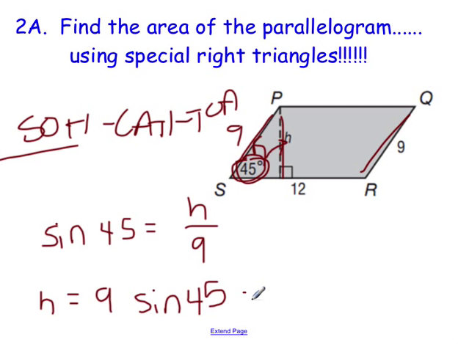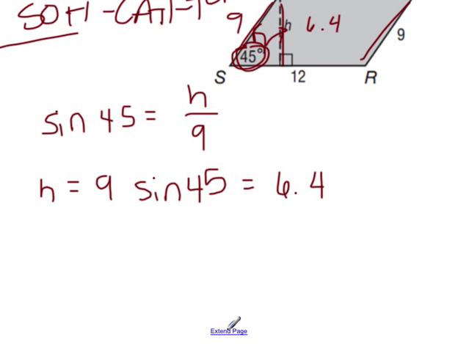Well, when you multiply all of that out, you end up getting 6.4. And so that is your height. Your height is 6.4. And it doesn't give us any units. So now to get the area, we're going to do our base, which is 12, times our height, which is 6.4. When you multiply those together, you end up getting 76.8 as your area for letter A. Let's take a look at letter B.